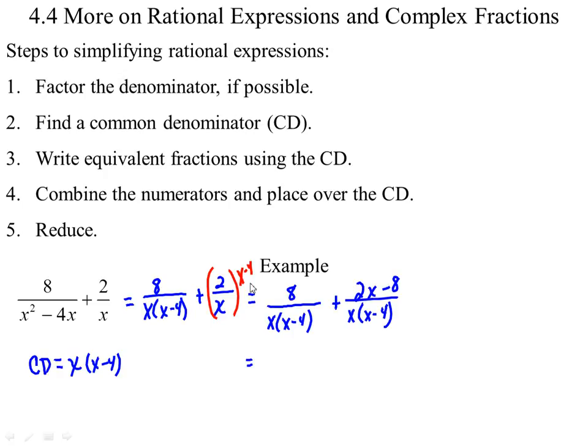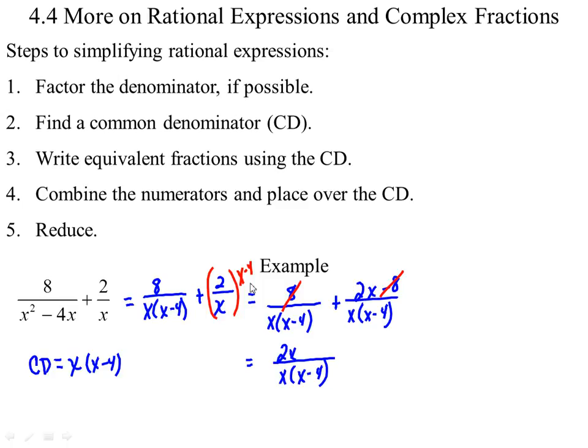Now that I have a common denominator, we're going to make one fraction over that common denominator. And let's combine the numerators. And let's go ahead and get it in descending order. So the 2x is going to come first. And then 8 plus a negative 8 is just going to go to 0. So your numerator, those just cancel out. 8 minus 8.